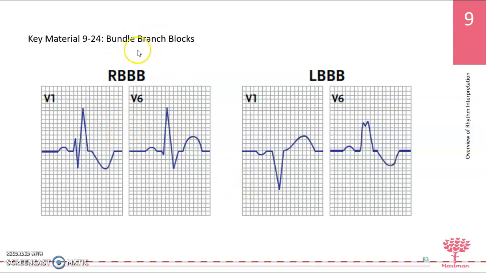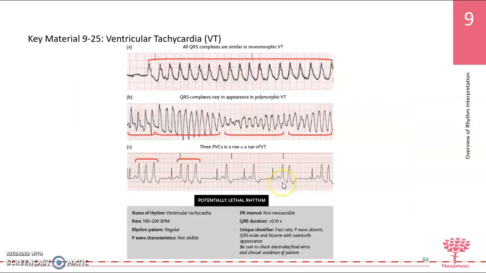Here's the bundle branch blocks. This is the right one. This is the left one. See how the left one is inverted. The right one is up and down. The T wave is inverted though.